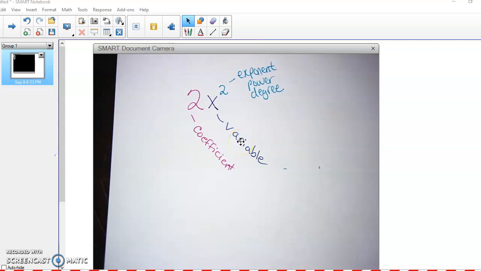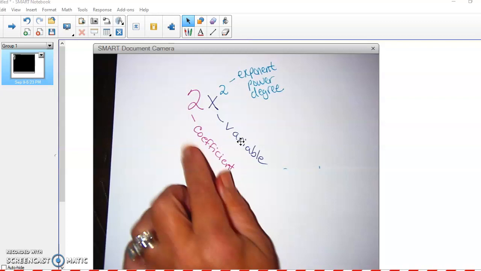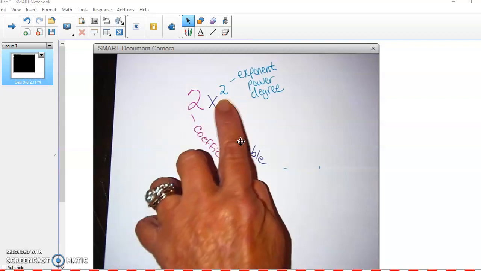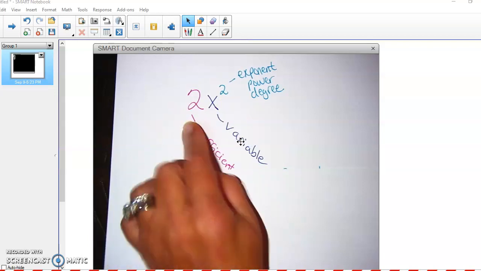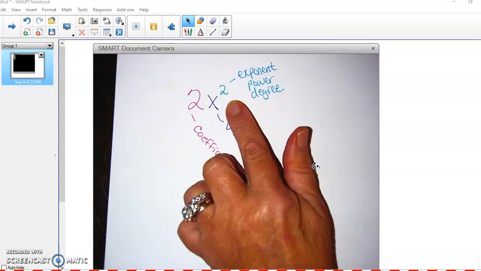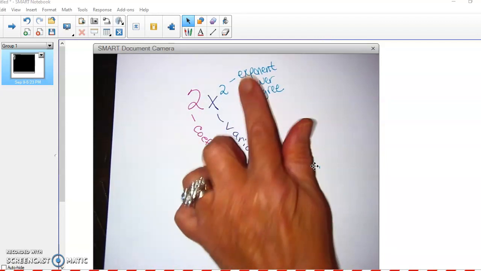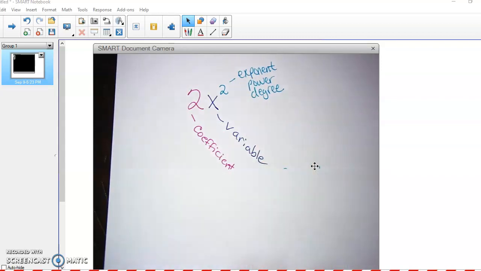Okay, before we start solving equations using algebra tiles, we're going to go over some vocabulary. So let's take a look at this expression right here. Okay, so 2x squared. The 2 is your coefficient, the x is your variable, and the exponent here, 2, we could say it's an exponent, a power, or a degree.